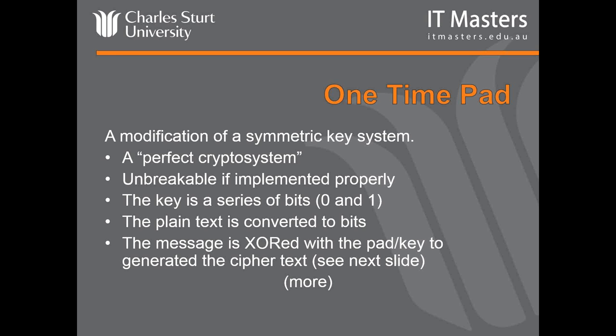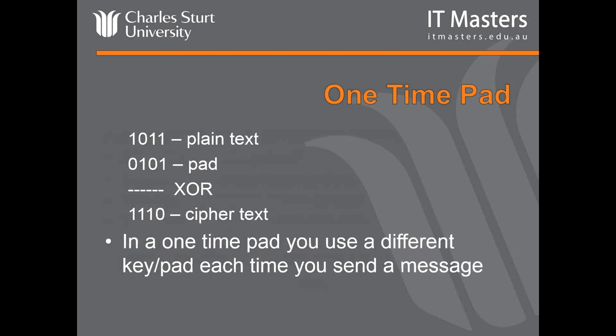Then the message is XORed with our pad, which is random data. So we go bit by bit and XOR it against the pad. And then we generate our ciphertext. So if we have our plain text and our pad, we XOR those together to get our ciphertext.